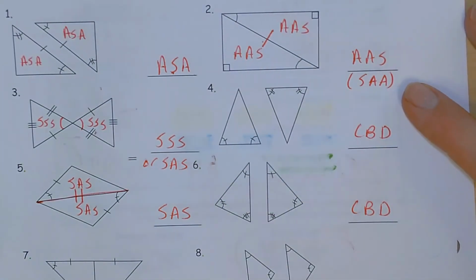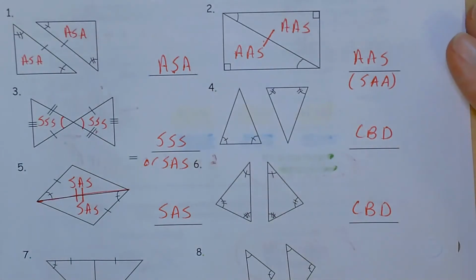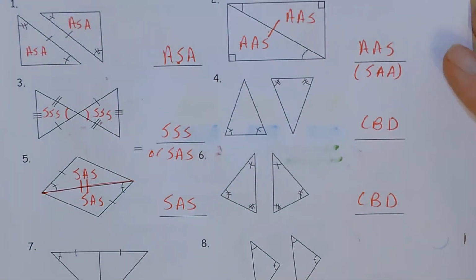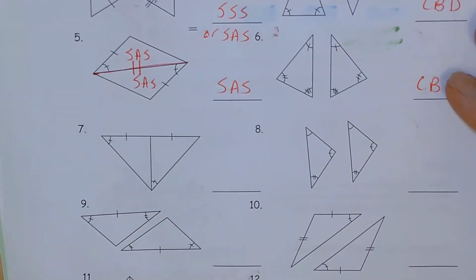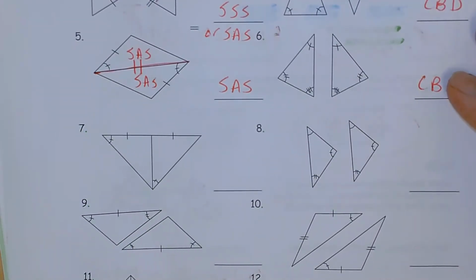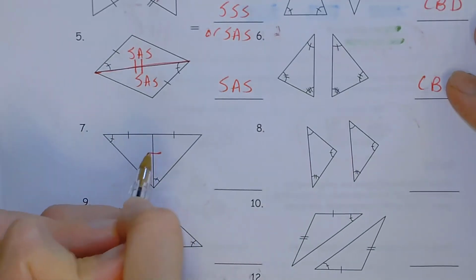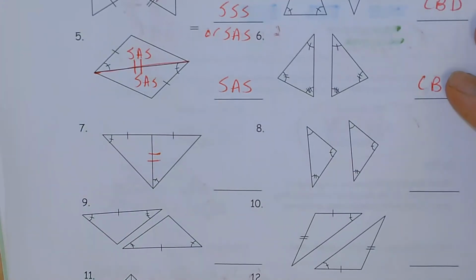I do not know. They could be, but we don't know. So you say CBD. Not necessarily, but could be. All right, go to number 7. So in 7, go ahead and mark what you think you could mark. There is something you're allowed to mark in this picture, and it's called a shared segment. So you would need to double tick that shared segment.